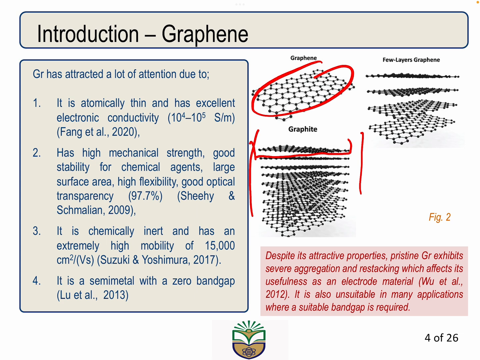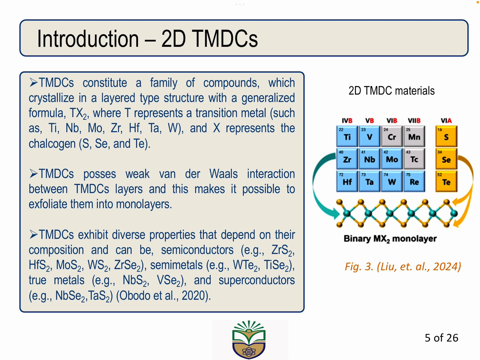And what we find is that it attracted a lot of attention from researchers because it was found to be very thin and to have very excellent electronic conductivity. It was also found to have very high mechanical strength and good stability against chemical agents. It was also found to be chemically inert, and it is a semi-metal with a zero band gap.